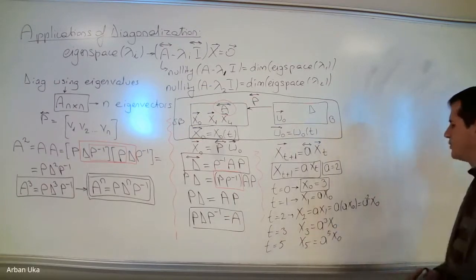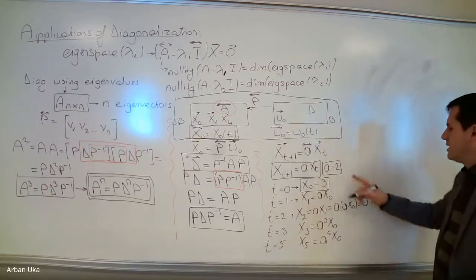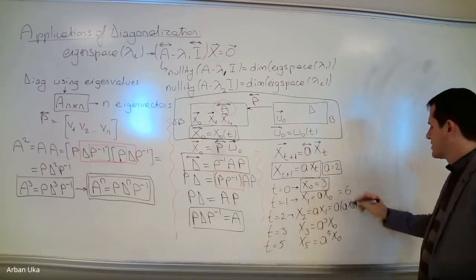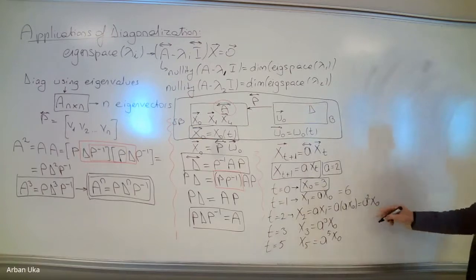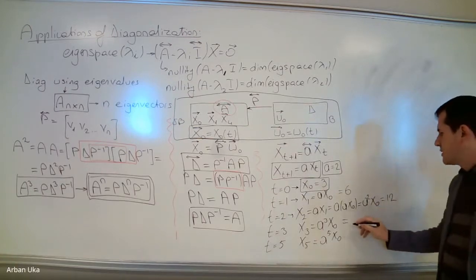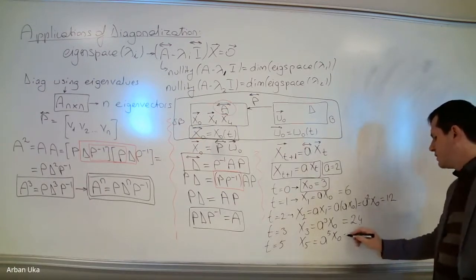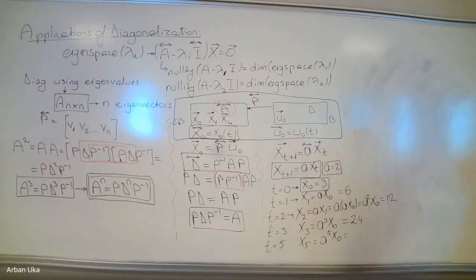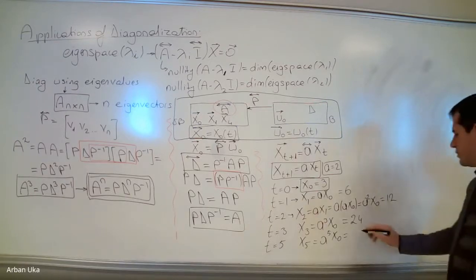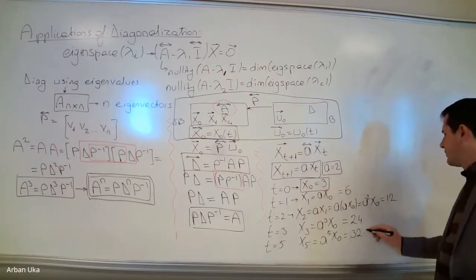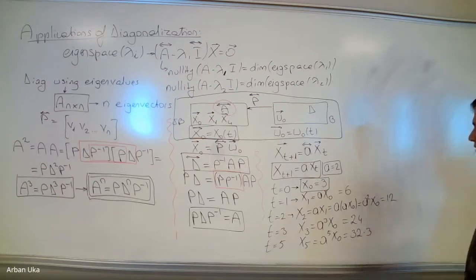Let's substitute a couple of values. We have A times x0, which is equal to 6. Here we have A squared, which is 4, times 3, equal to 12. Similarly, this is 8 times 3, which is 24. And here we get A to the power 5, which is 32, times 3. So these are some values where x is not a vector.